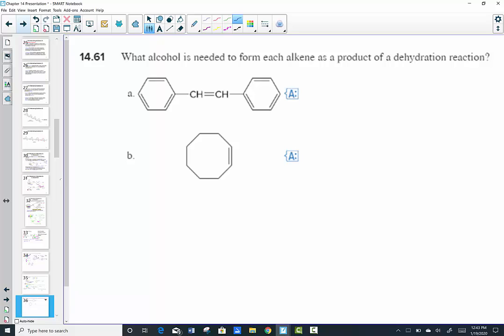This is kind of interesting, working backwards. What alcohol is needed to form an alkene if this were the product of a dehydration? So we're working backwards, right? I'm kind of pointing this and asking, what was the starting material? So remember, you want to break the double bond and just add back H and OH.